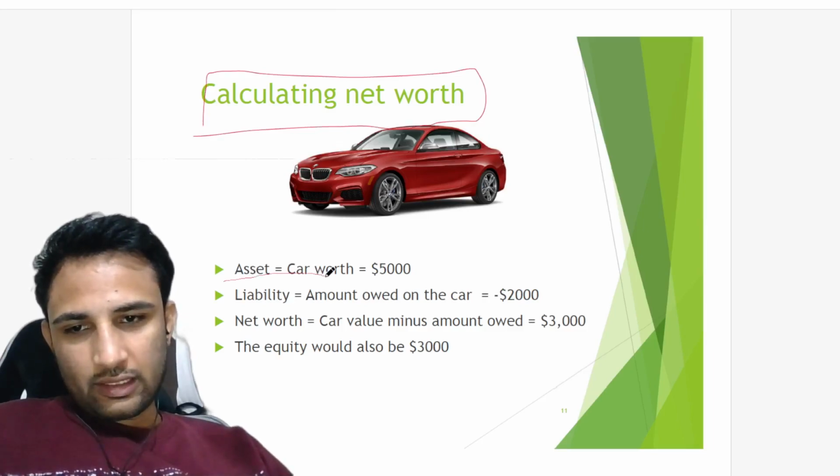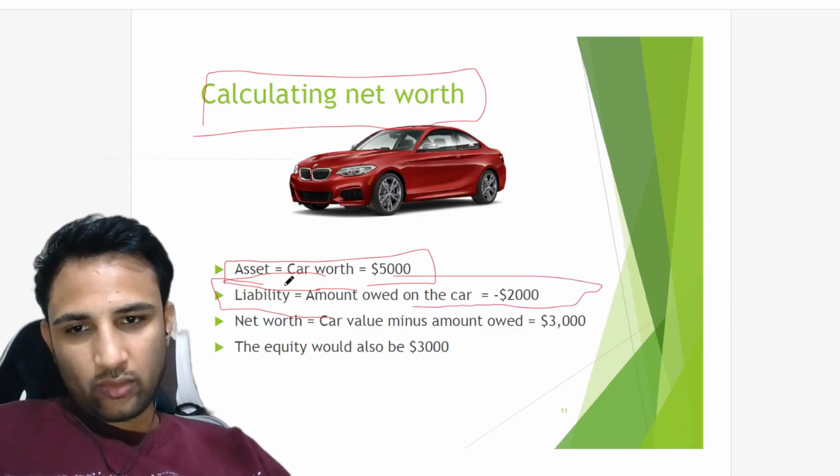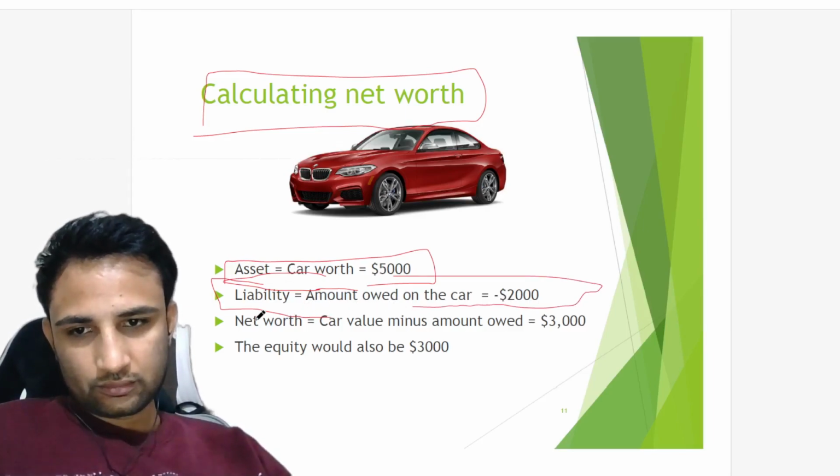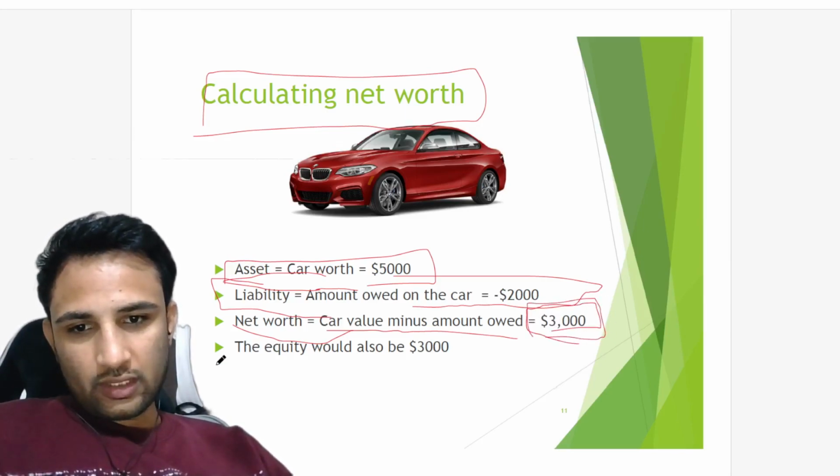So, calculating net worth. Let's say one person has a car, then the asset is the car's worth, that is $5,000. Liability is the amount owed on the car. Let's say $2,000 is remaining on the loan amount of the car. So, net worth equals car value minus amount owed, that is 3000. So 5000 minus 2000 equals $3,000. The equity would also be $3,000.